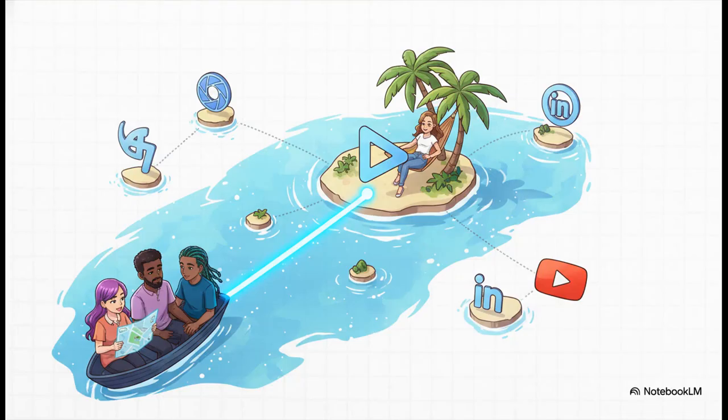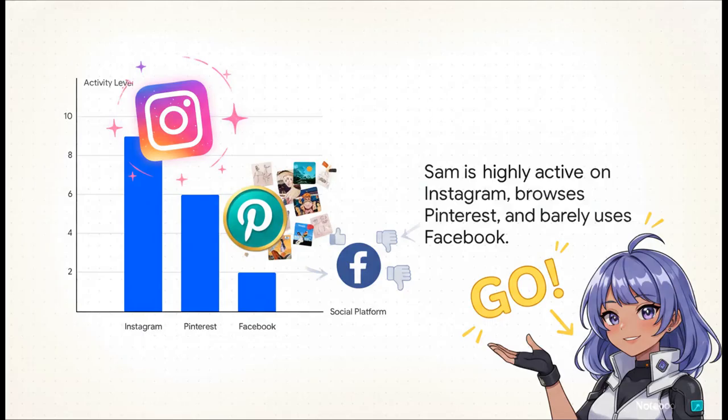This next step is all about working smarter, not harder. I mean, why would you waste hours making amazing TikToks if your ideal follower spends all their time scrolling through Pinterest? It just doesn't make sense. You have to meet your persona where they already are. And a little research makes this crystal clear. We can see Sam is on Instagram all the time, he uses Pinterest for inspiration now and then, and he barely ever logs into Facebook.